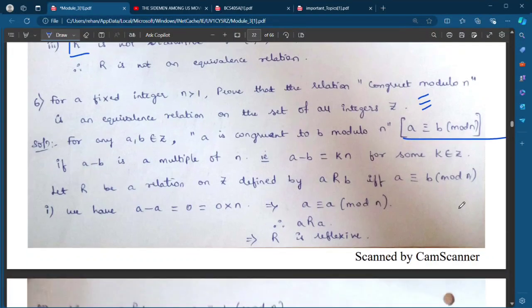Okay, now first I have to prove this congruent modulo n. First I'll consider both a and b as equal. So a minus a is equal to 0, which is equal to 0 times n, so a is congruent to a mod n. Therefore a relates to a. It is reflexive.